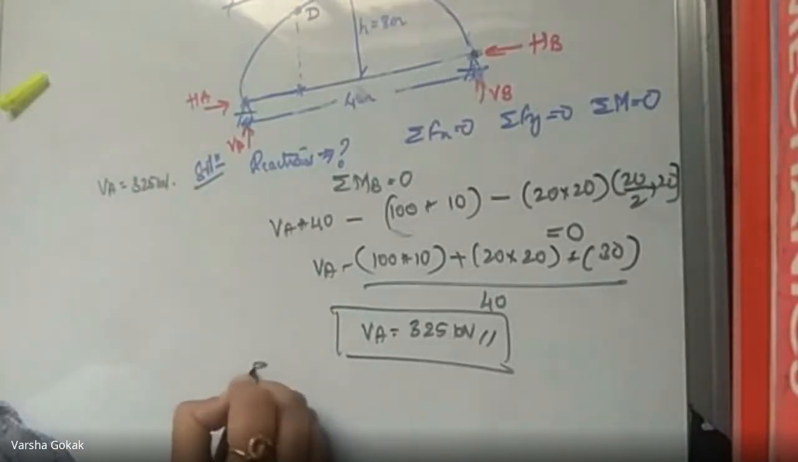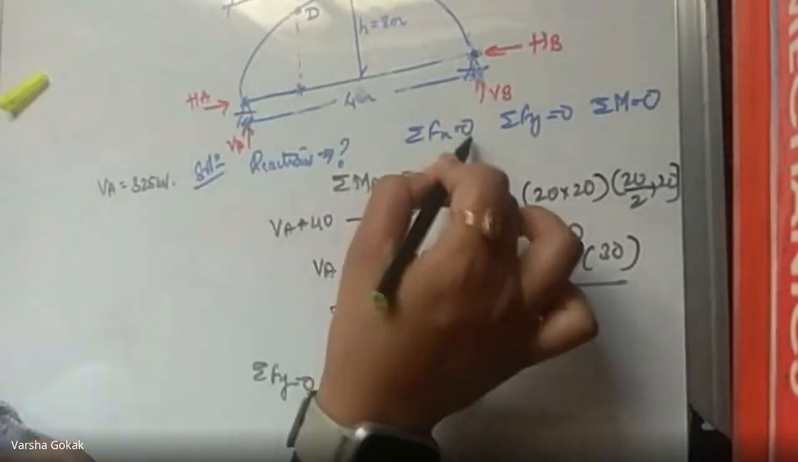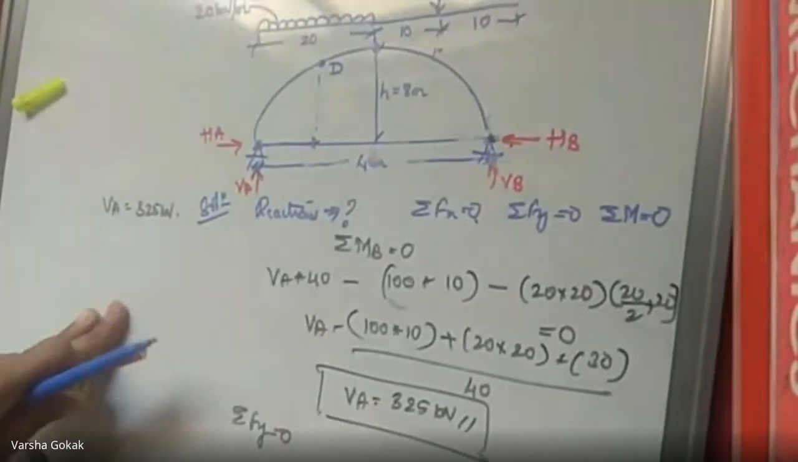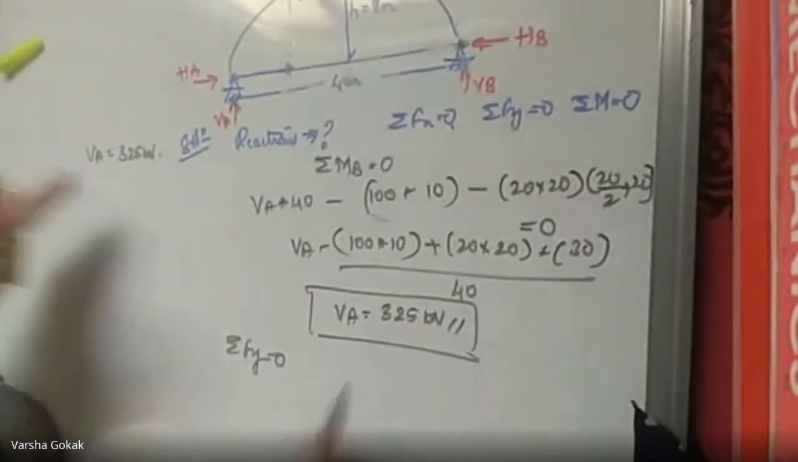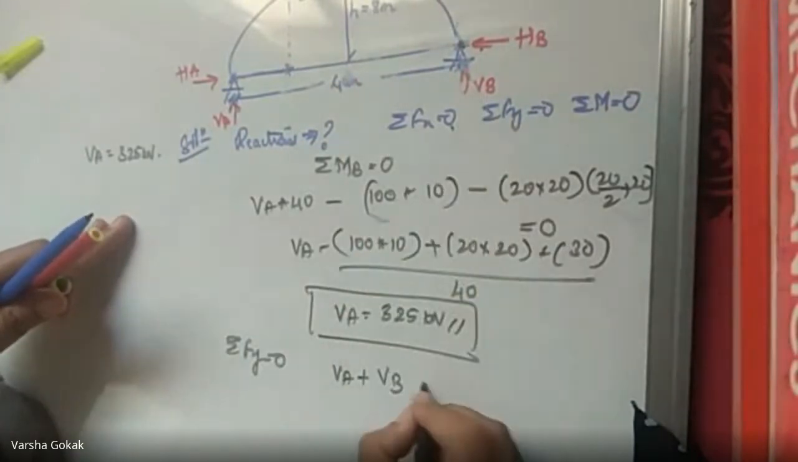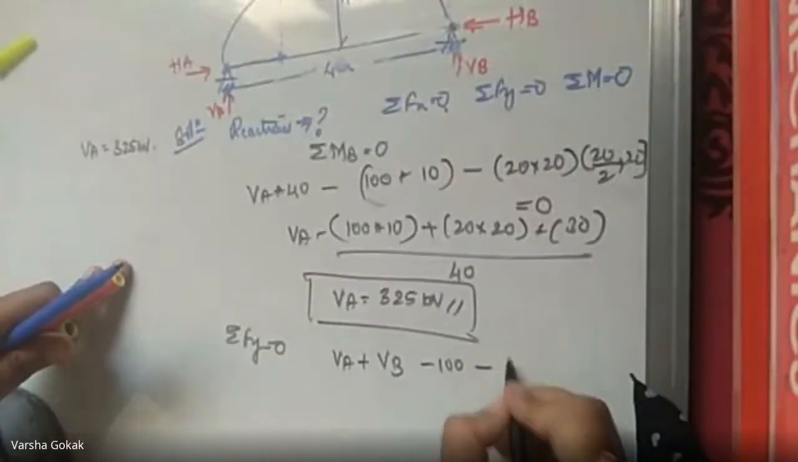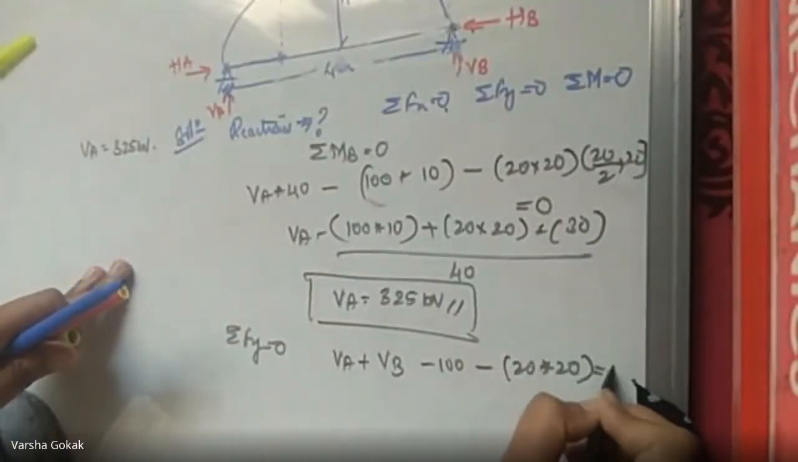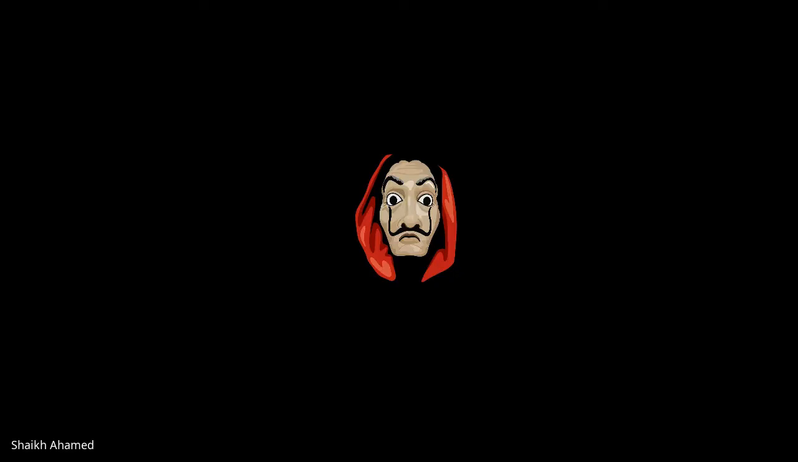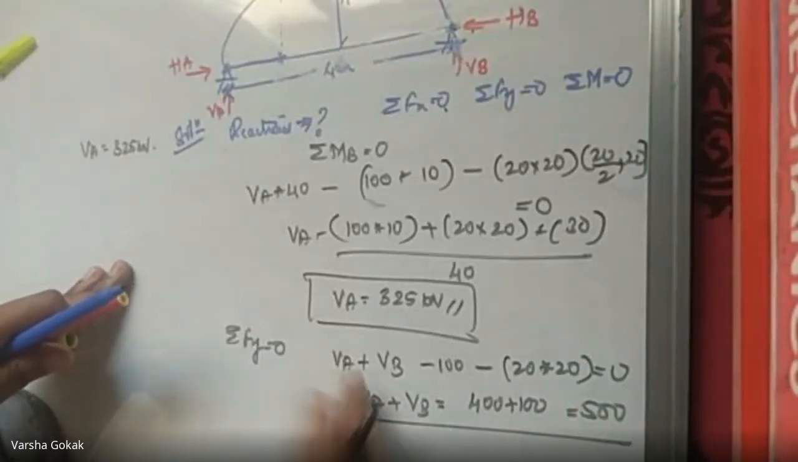Right. Now I can write summation F of Y equal to 0. In summation F of Y, it is VA plus VB minus 100 minus 20 into 20. Correct. So summation F of Y is VA up plus VB up minus 100 down minus 20 into 20 is equal to 0. So VA plus VB is equal to 500. So from here, VA is 325.